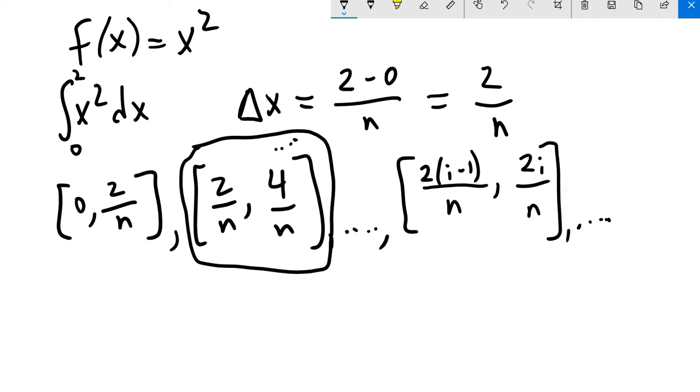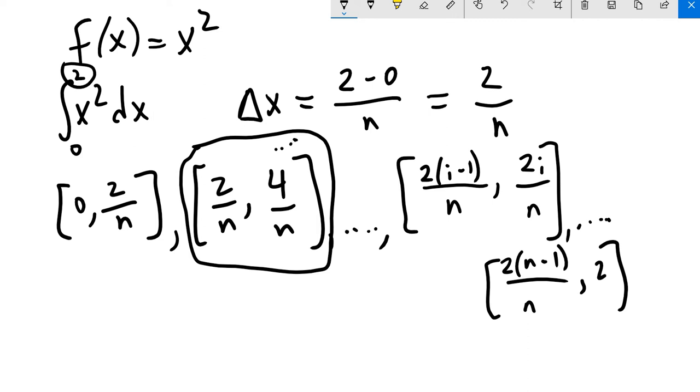Dot, dot, dot, all the way up to the n. We're going to be at 2 times n minus 1 over n up to 2 n over n, because we're ending at 2, right? That's our b up here in the integral. That's the 2. So that's what we're dividing our 0 to 2 up into all those intervals, each of length 2 over n.